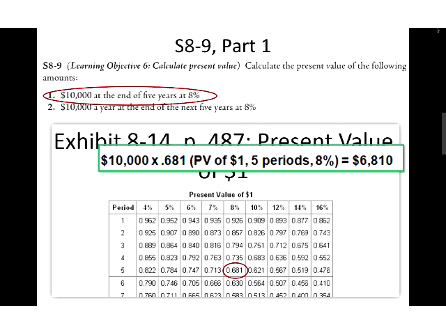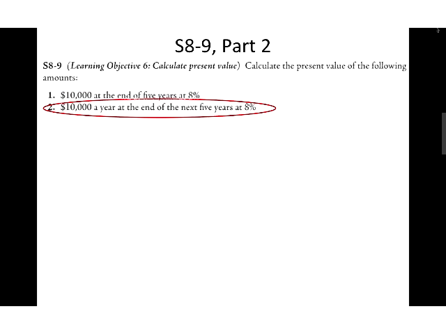Okay, so that is part 1, the $10,000 at the end of 5 years. That's one lump sum. We use the first table. The second one now, part 2, $10,000 a year at the end of the next 5 years. That's an example of an annuity. That's the present value of an annuity because we're getting $10,000 every year.